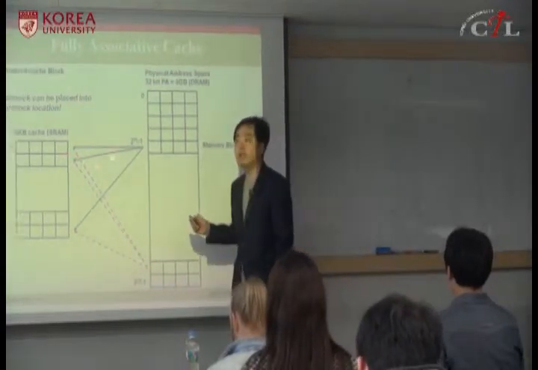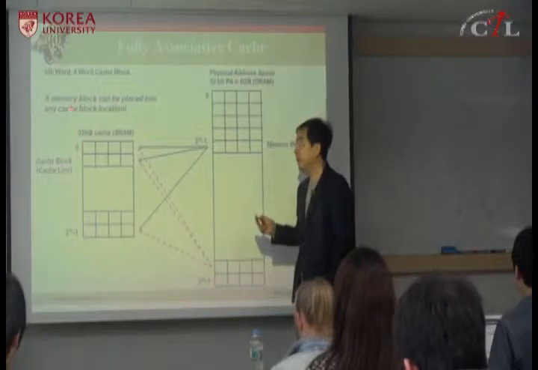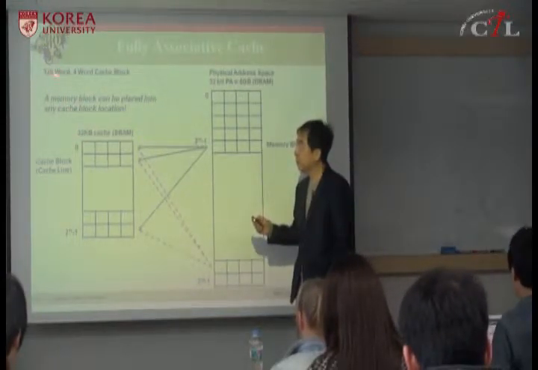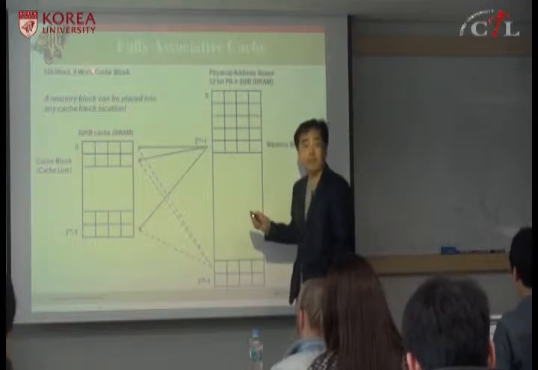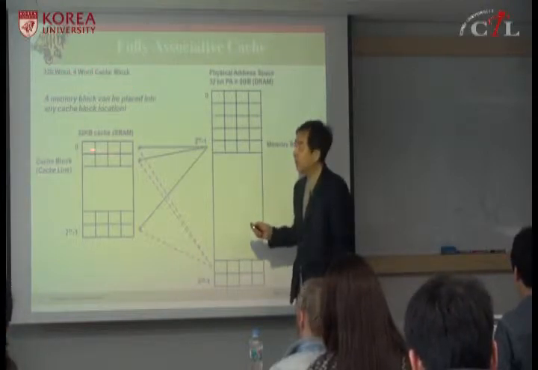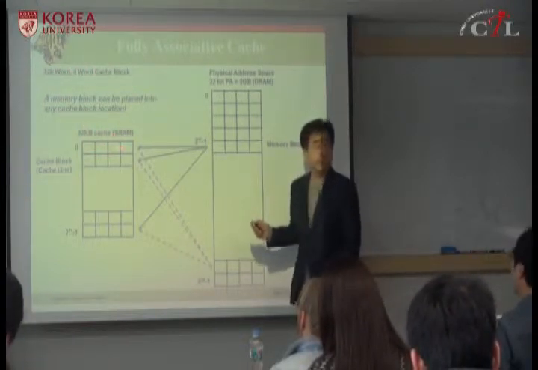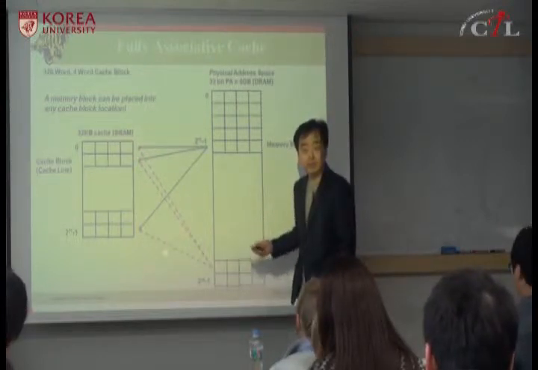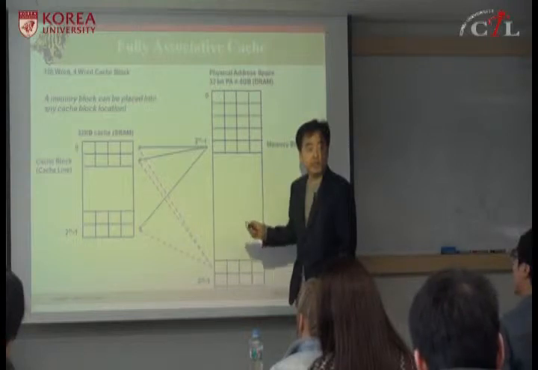For a 32 kilobyte cache where the block size is 4 words, and each word is 32 bits, which means a 16 byte block. So 32 kilobytes divided by 16 bytes, you have 2K blocks in the cache. So you have 2048 blocks.